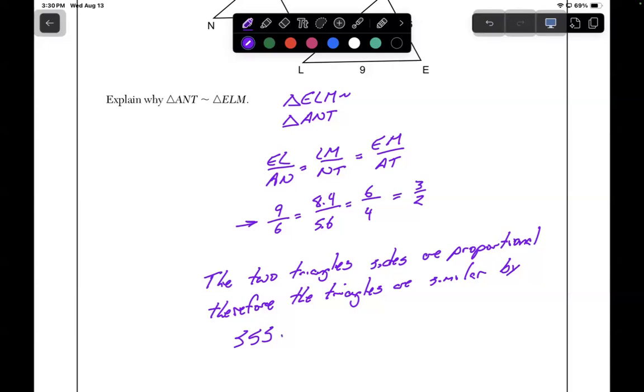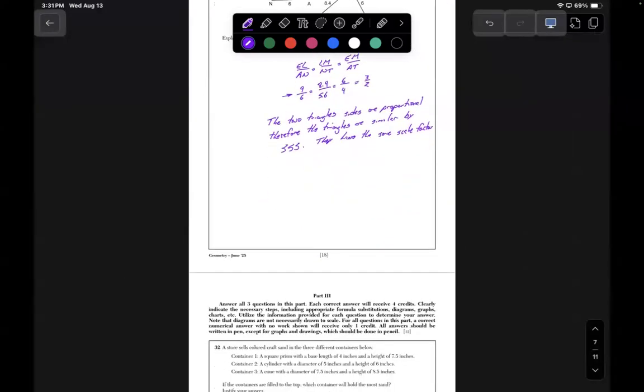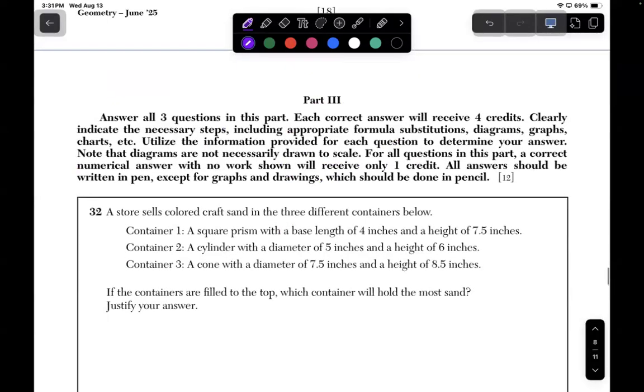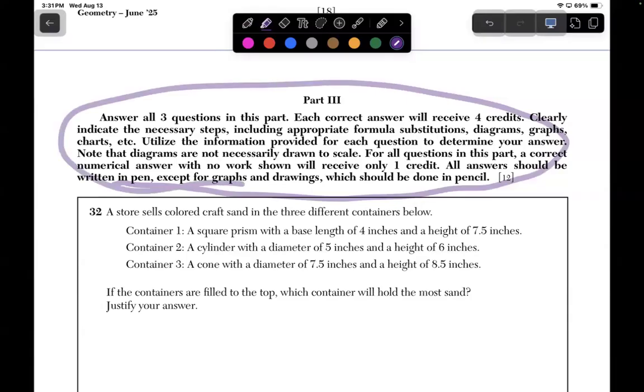Or you could even have said they have the same scale factor. Something like that. So there you go. Part 3. So those were all 2-point questions. These are all 4-point questions.